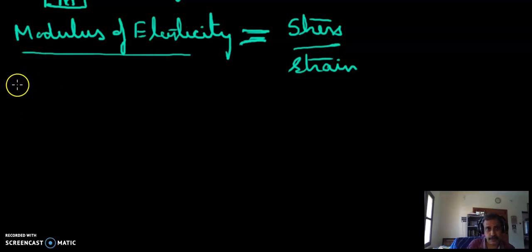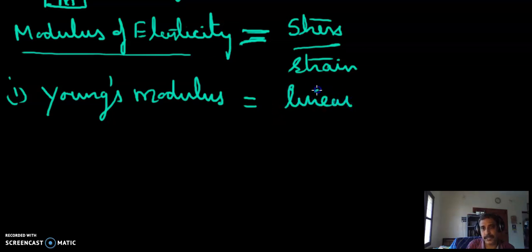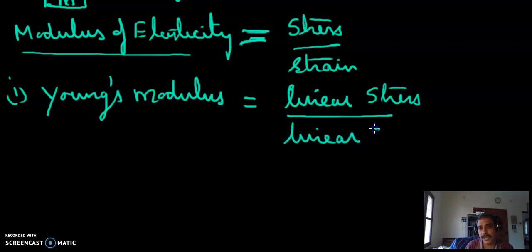There are three types of modulus of elasticity. The first one is Young's modulus, which is nothing but linear stress by linear strain. Linear means lengthwise, longitudinal. So it is the ratio between linear stress and linear strain.